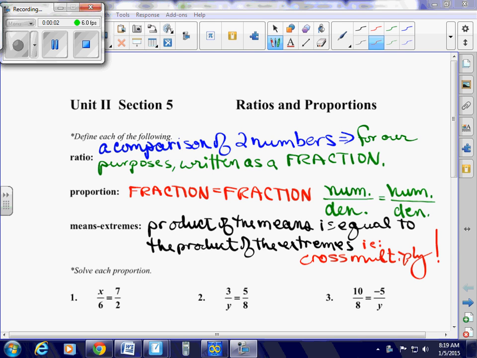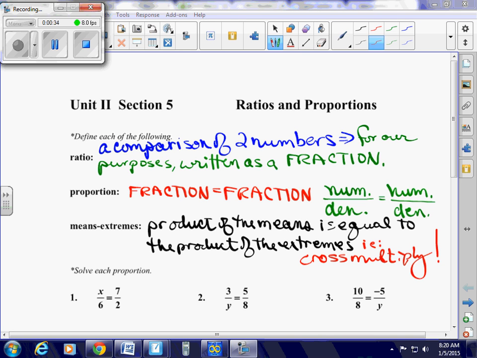All right, so in Unit 2, Section 5 here, we're going to be talking about ratios and proportions, and specifically how to solve a proportion. Well, before we get into that, we need to know what we mean by ratios and proportions. Now, a ratio is simply a comparison of two different numbers. For our purposes here, we're going to be writing these ratios as a fraction. There are several different ways to write a ratio, but today we're going to be writing them as fractions.